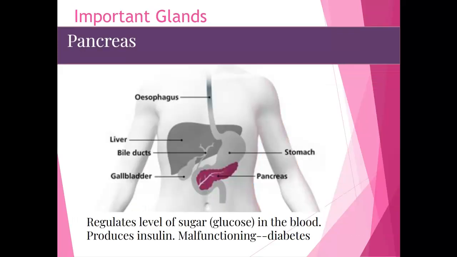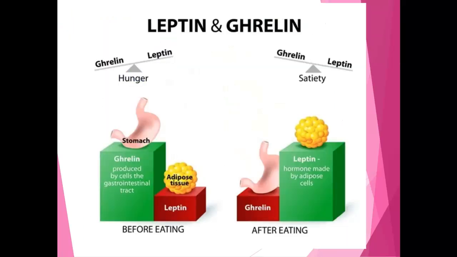The pancreas is a giant gland. It looks like an organ, but it is technically a gland. It creates and regulates glucose. People who are diabetic, they have bad pancreases.